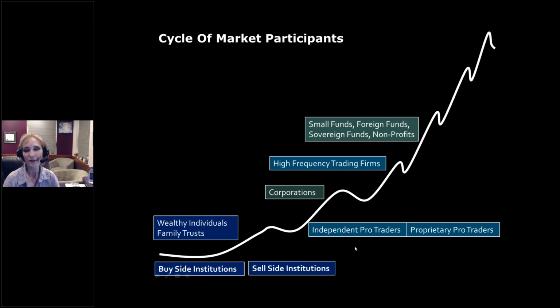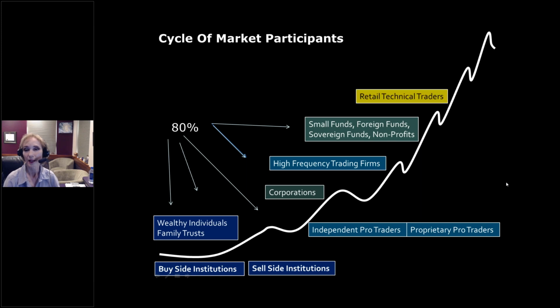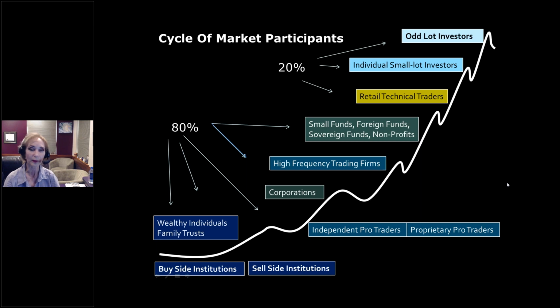Smaller funds, foreign funds, sovereign funds, and nonprofits. These are less educated fund managers. They are part of the large lot or the professional side, but they trade like the retail crowd. That group of professionals controls 80% of all the activity, and 40% is controlled by the buy-side institutions on dark pools. Retail technical traders, which are, I'm hoping most of you are, individual small lot investors and odd lot investors, account for 20%, and that's rapidly declining to 15% this year. It will even go lower at times because there is more dominance on the professional side than ever before.